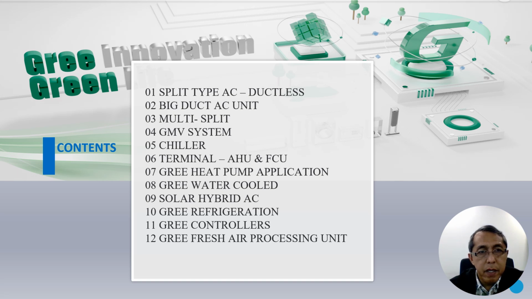The content will be split type AC ductless, big duct AC unit, multi-split system, GMB system, chillers, terminal, which is for chilled water air handling unit and fan coil unit, the GREE heat pump application, GREE water cooled, solar hybrid AC, GREE refrigeration, GREE controllers, and GREE fresh air processing unit.